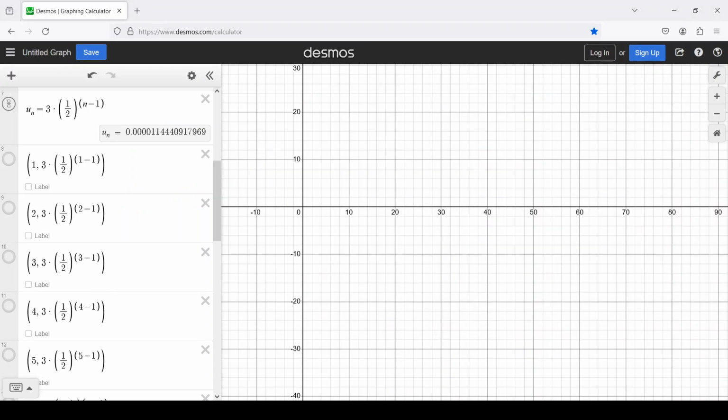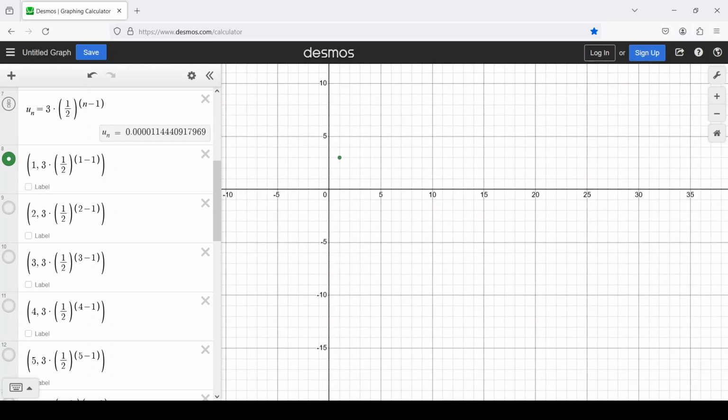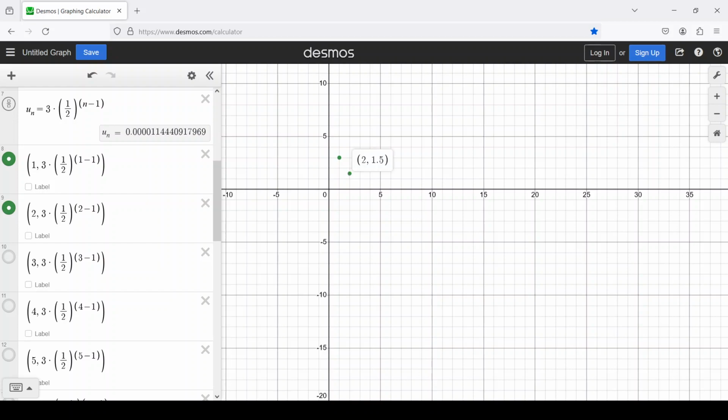So here we are in Desmos, and I've actually just typed in on the left the sequence itself, and I've substituted in 1 for the first term, and here it is. It's a green dot. All right, great. U1 is equal to 3. Then I took the sequence and I substituted in 2. Here's the next one. Term 2 is right here. What does that work out to? Well, 1.5. Here's the third term. Here's the fourth term. Here's the fifth term.